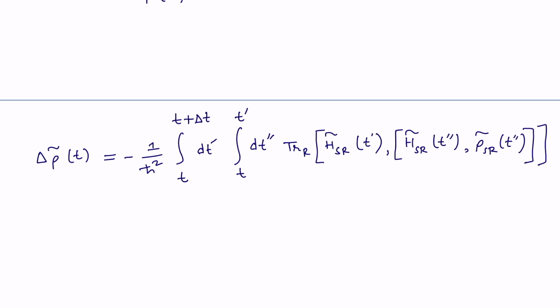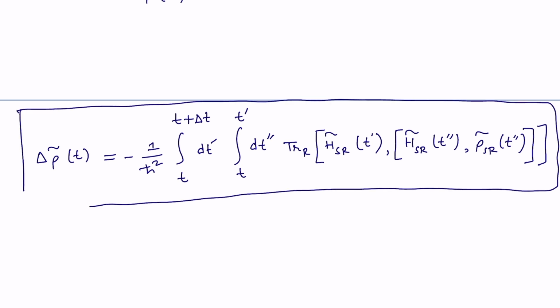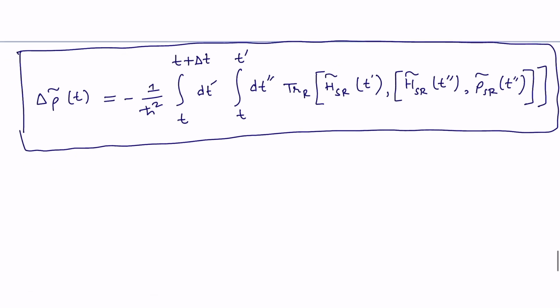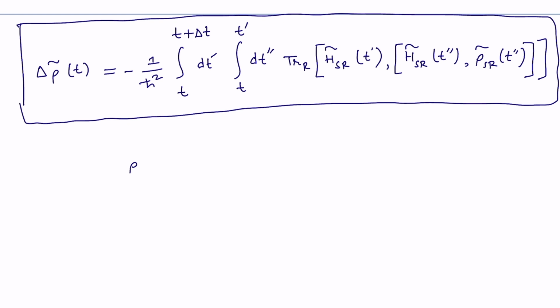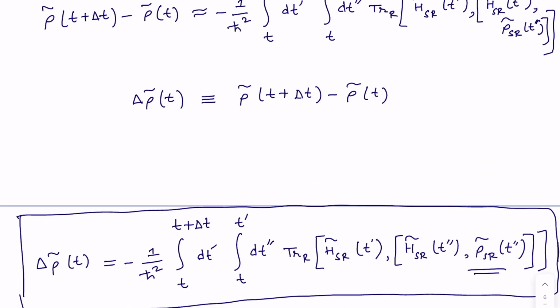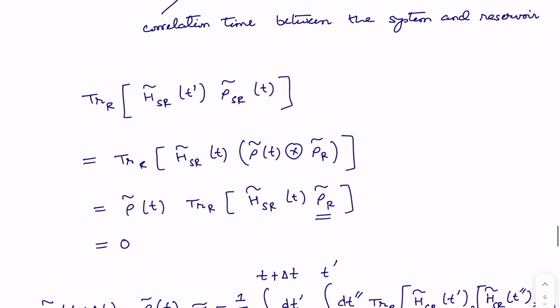Okay, so this is the expression I have. This is going to be our key expression. We are going to utilize it, but before I do that, let me make another assumption. This is called the Born-Markov assumption, that is, rho tilde SR at t double prime is equal to rho tilde at time t direct product with rho R. This is a similar assumption that we have already made here, as you see.